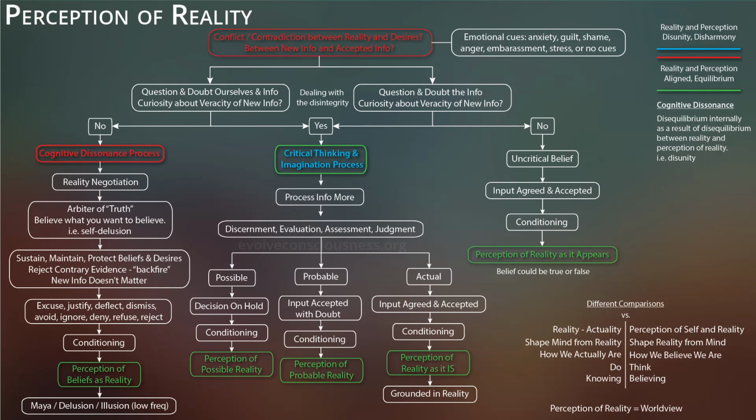And they have different comparisons: reality and actuality, perception of reality, of self and reality, shape mind from reality versus shape reality from mind, how we actually are versus how we believe we are, doing versus thinking, knowing versus believing. And that's the end of that. And then we have Infographic 11.